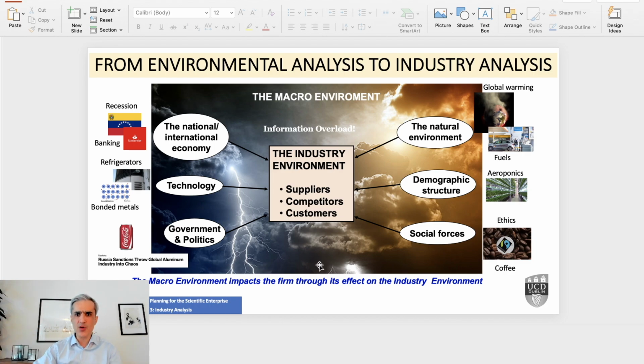The same thing about the natural environment. Now we have global warming. How is that going to affect your suppliers, your customers, your competitors? Demographic structure. The fact that with time, there's more and more people living in big cities. Do we have access to food, to fresh food? How easy or difficult is it to get access to fresh herbs, for example?